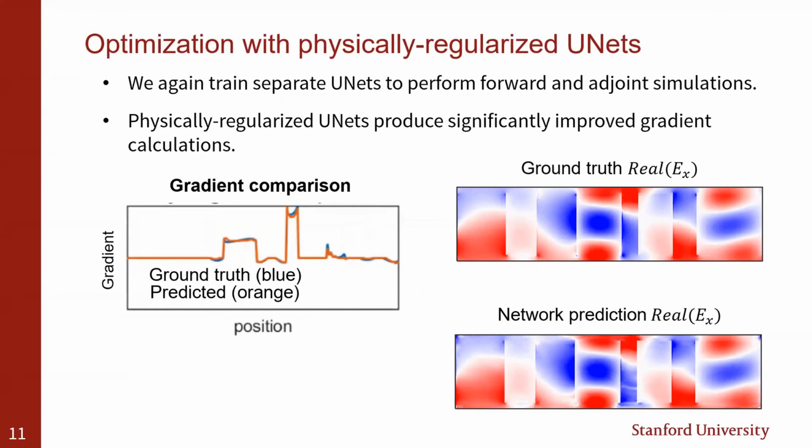So with this newly formed loss function, we again train separate units to perform forward and adjoint simulations. And this time, because the predicted field inherently follows the Maxwell equation, it is much more physically accurate. And as a result, the adjoint gradient has a much improved accuracy. You can see that for the same device we saw earlier, the gradient prediction matches very well with the ground truth this time. So next, we will see if this level of accuracy at each step works for an iterative optimizer.